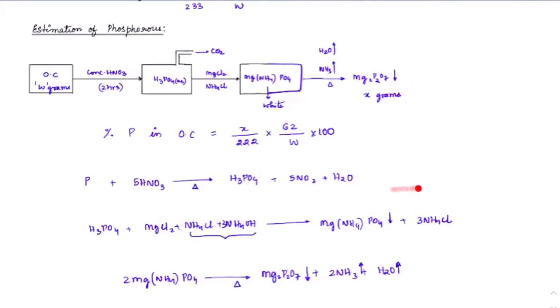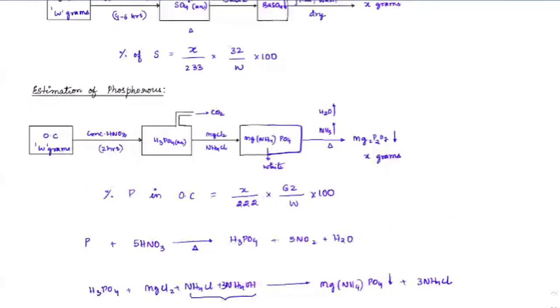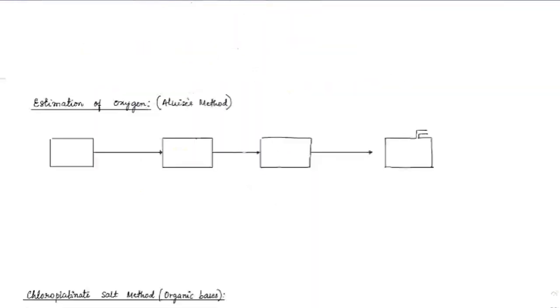In salt analysis, this is also the estimation for phosphate ion, PO4 3- ion. So that's why I gave you one, so that you can start remembering from now. I hope you guys got this now, right? It is the estimation of phosphorus. Okay. Next, let us see estimation of oxygen.